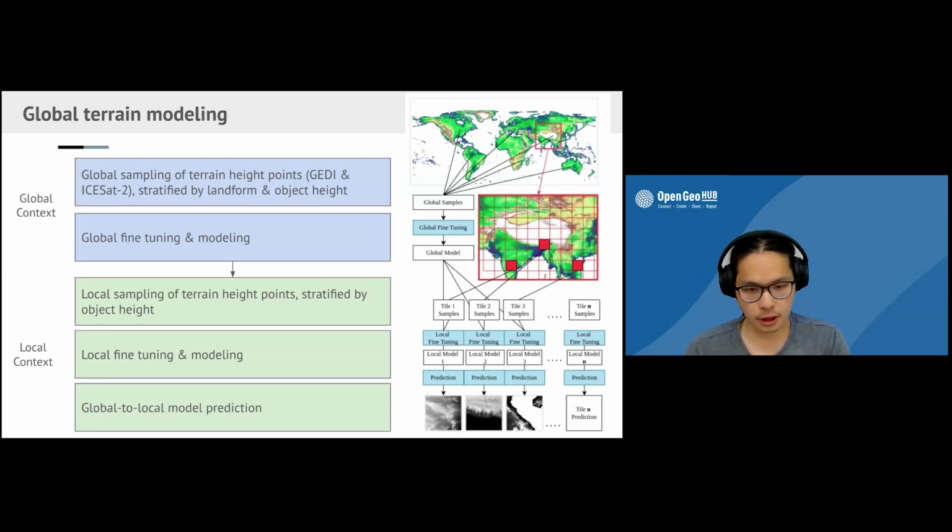So we get a first global model, and this global model enters the local tiles. In the local tiles, we query more points from the local area to get more local context into this model, do fine tuning in the local tile, and predict with this global-to-local model to have a prediction of the whole world. The predictions have the generalizability of the global context, but also add extra information from the local context.